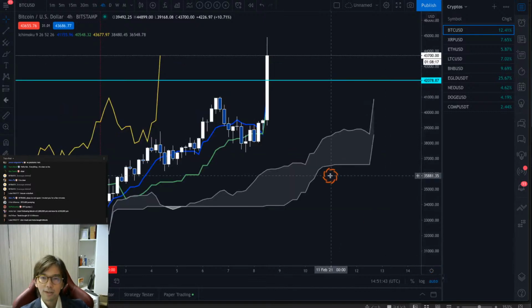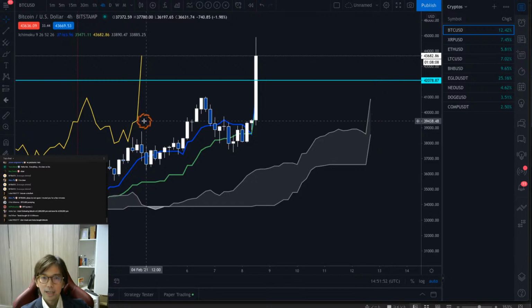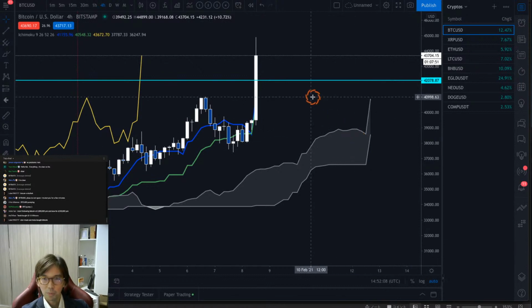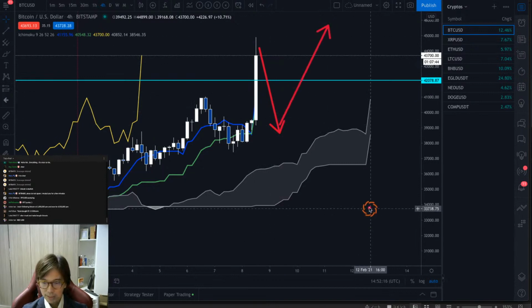In the 4-hour, wow, it's a huge uptrend, but the Kumo gets very thin here. And wow, this Chikou span is like 85 degrees, like a roller coaster. It's sky high at the moment. But the Kumo is very thin here, so the market might retrace backwards and then go up this way. That can be expected.